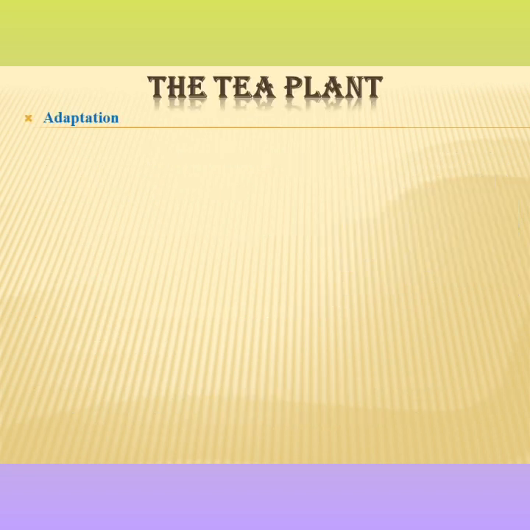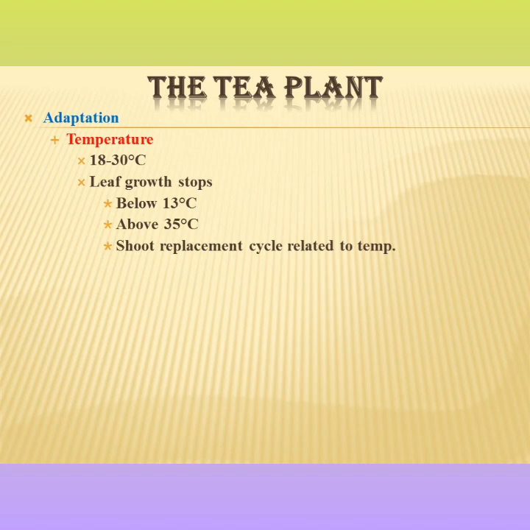So for the tea plant or tea bush, the temperature required for proper tea growth is 18 to 30 degrees centigrade, and leaf growth stops below 13 degrees centigrade and above 35 degrees centigrade. That's why the Asian countries like India and China are the top producers of tea, because in these countries throughout the year you will find the temperature within this range.